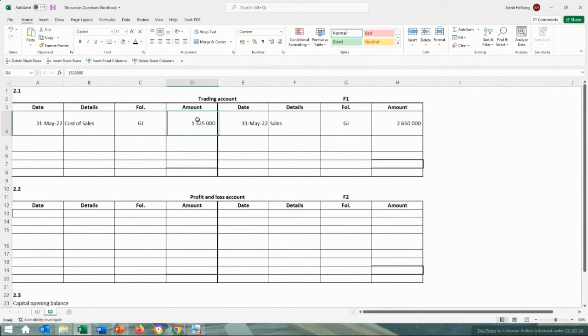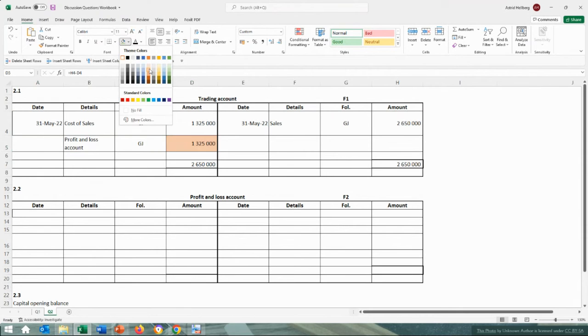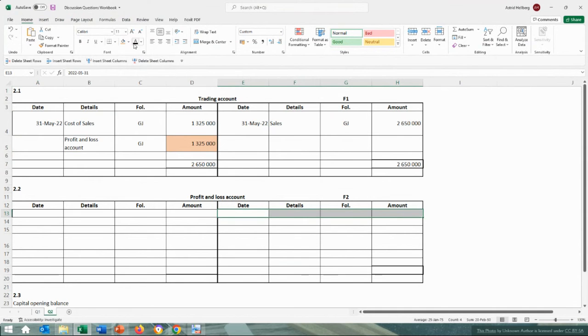So now we've got the sales and the cost of sales, and we want to work out the gross profit, which we will transfer to our profit and loss account. We know that the right-hand side, our credit side, is bigger than our debit side, so we made a profit. The profit of 1.3 million will then be transferred into our profit and loss account. So we've completed our trading account. What you can see is the debit side and the credit side equal, because we are closing off this account.